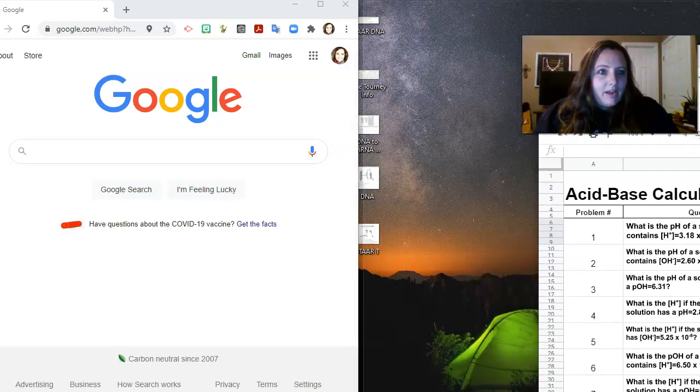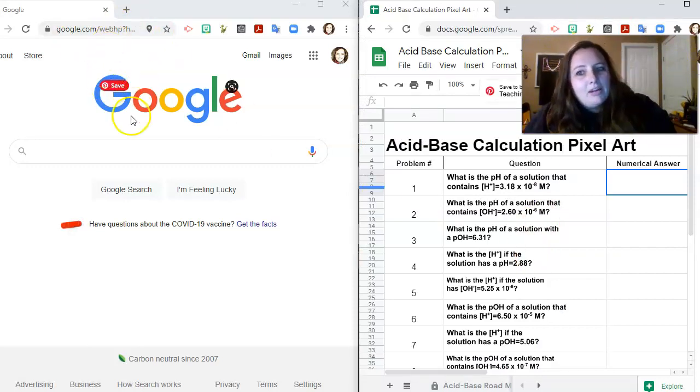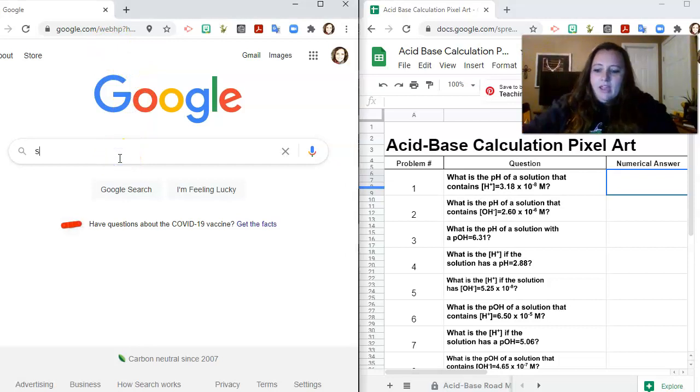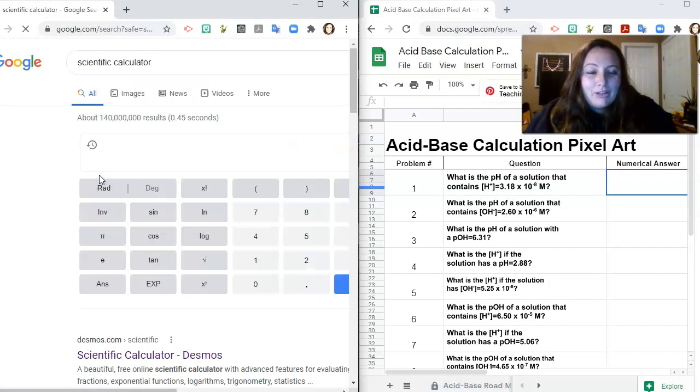So I'm going to send it all the way to the right. It's going to make this kind of shadow box, okay? And then I'm going to let it go. And now I have split screened it here. I'm going to have another tab that I'm going to keep open to Google, and I'm going to go ahead and type in scientific calculator because we need to use logarithms.